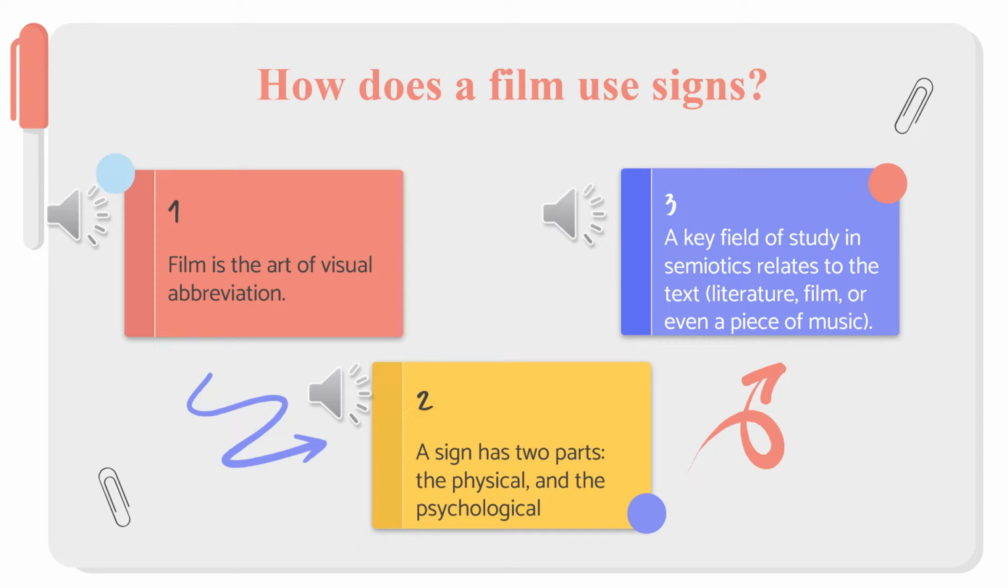The basic tenet of semiotics is that the sign has two parts, the physical, or the sign as object, and the psychological, or the sign as concept. Filmmakers show, and we understand, visual signs such as smiles, scars, guns, badges, hairstyles, etc.